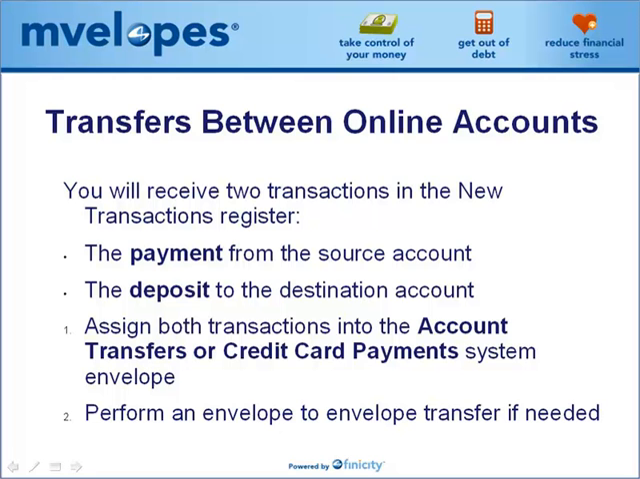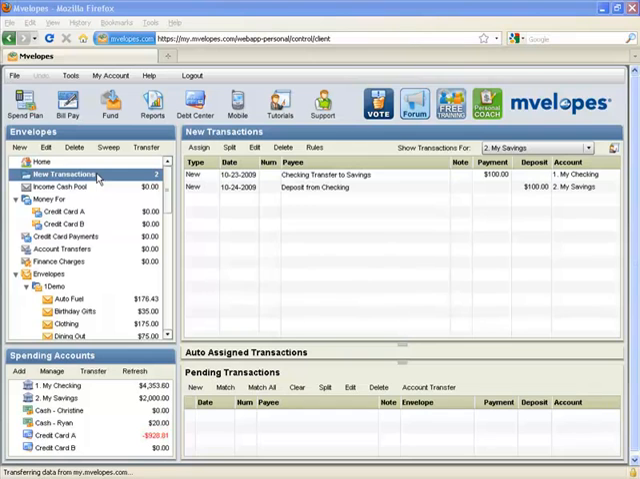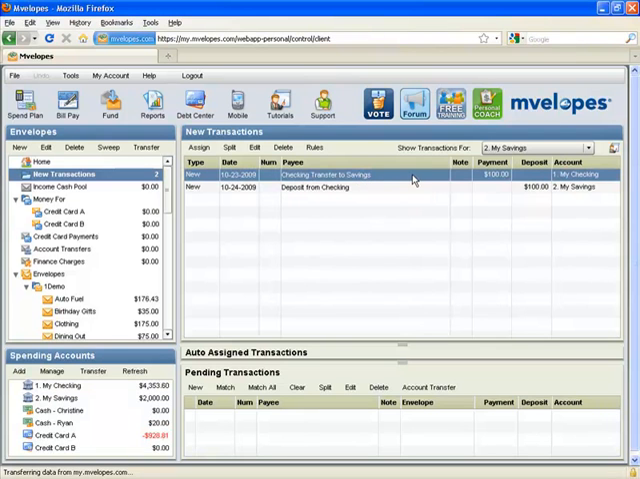between two deposit accounts. Notice that we have two transactions reflecting the transfer of $100 from my checking to my savings. Here's the payment from checking, and here's the deposit to the savings account. Remember, to process these transactions, you want to assign both of them into the account transfer system envelope. So first, I'll assign the payment transaction.